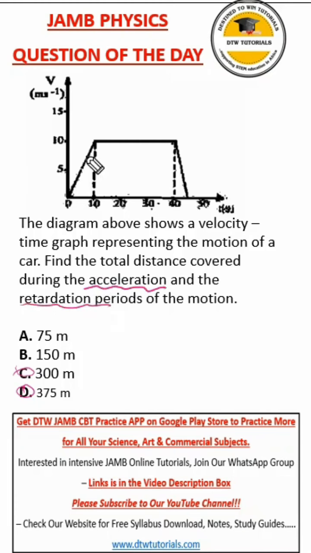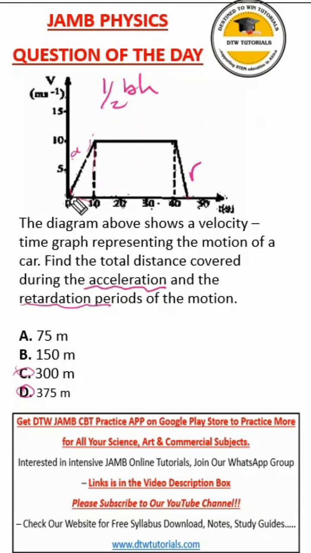It says the total distance covered during acceleration and retardation period. So where is the acceleration period? Here, from here to here is the acceleration. And from here to here is the retardation. So you can see this covers like a triangle, this also covers like a triangle. So we have to find the area of this triangle, then add it up. So how do we do this now? Let us find the area of this triangle, which is half base times height.